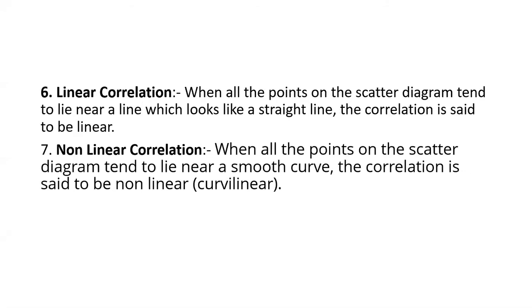Then we have linear and non-linear correlation. Linear correlation is what? When all the points on the scatter diagram tend to be near a line which looks like a straight line, the correlation is said to be linear. Non-linear correlation means when all the points in the scatter diagram tend to be near a smooth curve. When the smooth curve is there, it is called non-linear correlation.